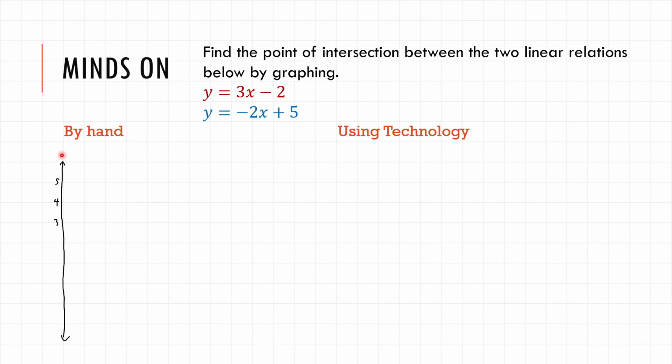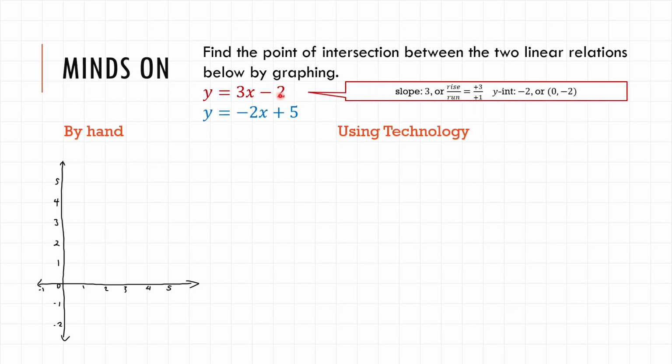First of all, you definitely would need a pair of axes. And notice my y-axis goes from -2 to 5. And I know that it's got to go from -2 to 5 because I'm looking at these two linear relations right here. I can see that for this linear relation, the y-intercept is -2. And so I will definitely need to go as far down on the y-axis as -2 because I'll need to put the y-intercept, a coordinate, right here at 0 and -2.